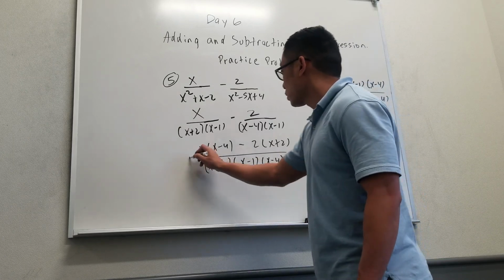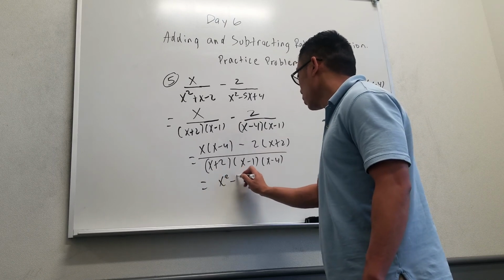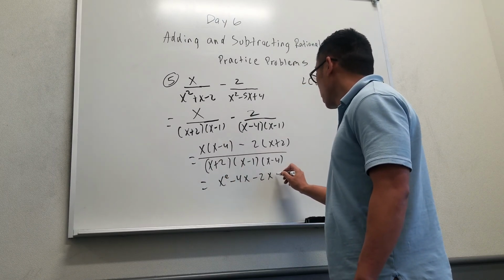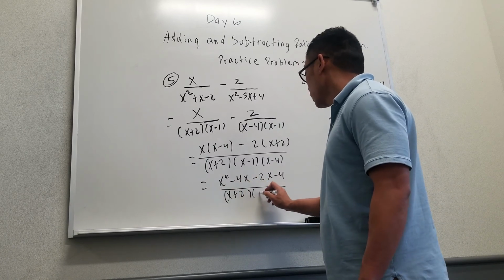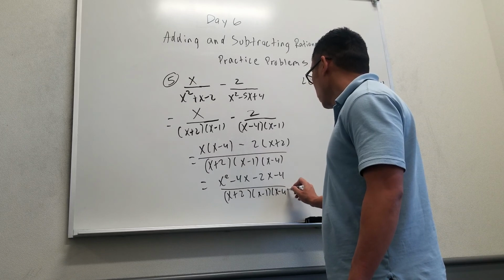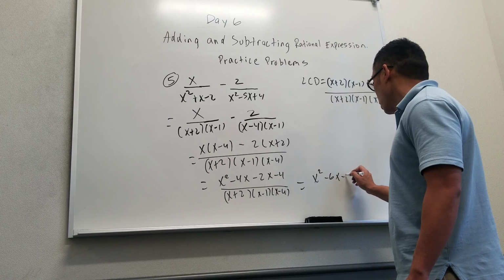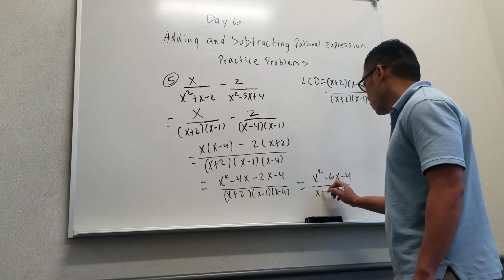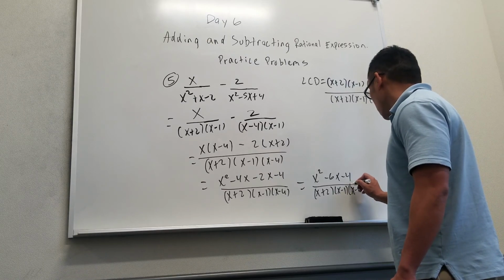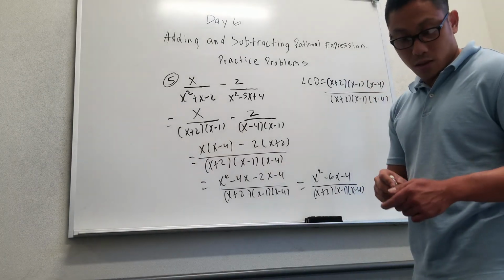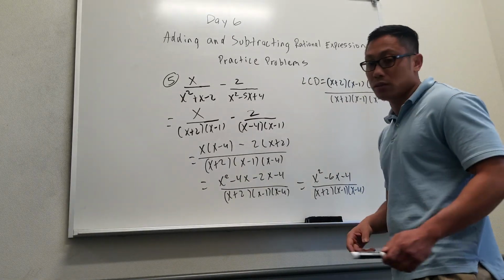Right? So what do we gotta do? We gotta distribute, so you get x squared minus 4x minus 2x minus 4, over x plus 2, x minus 1, x minus 4. Then we just gotta simplify, you get x squared minus 6x minus 4, over x plus 2, x minus 1, x minus 4. And that's it. That concludes day 6, adding and subtracting rational expressions.